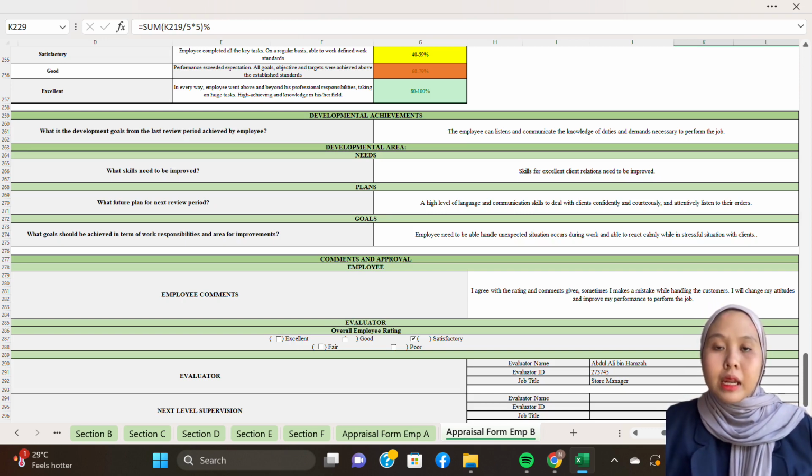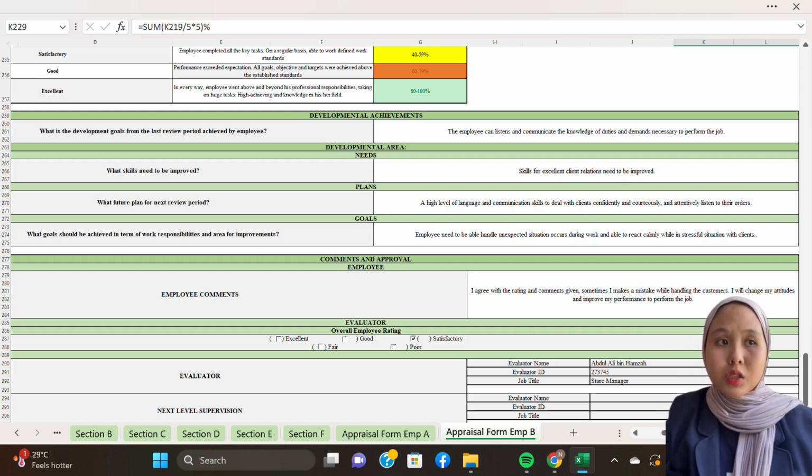Next, for the comment and approval, the employee said, I agree with the rating and comment given. Sometimes I make a mistake while handling the customer. I will change my attitude and improve my performance to perform the job. And the overall employee rating is satisfactory. The employee name is Abdul Ali bin Hamzah, working as store manager. That's all from me. Thank you.